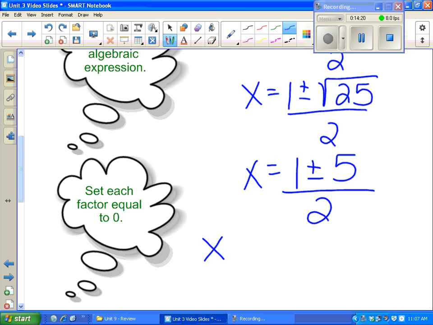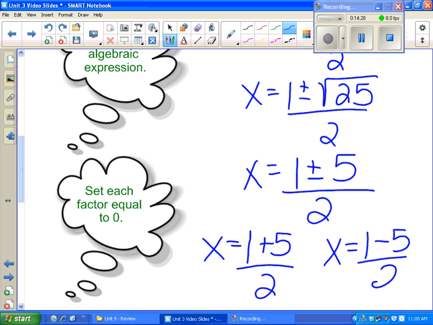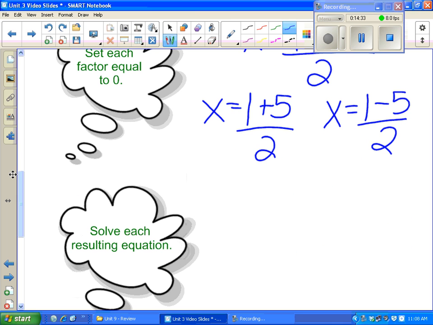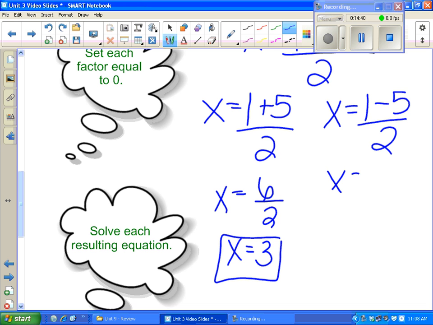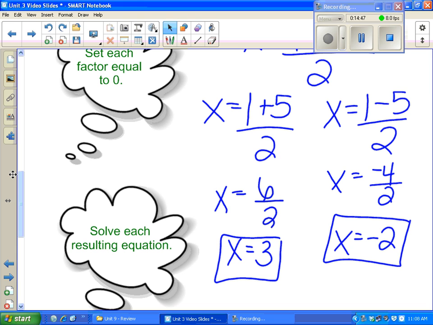So let's break this up. So now I have x equals 1 plus 5 over 2, or x equals 1 minus 5 over 2. So let's simplify those both separately. So in the first one, I have x equals 6 over 2, which I know is 3. And over here, I have x equals negative 4 over 2, which is negative 2. Now, if you get an answer that comes out nice like this, it probably means you could have factored that first expression differently if you had so chosen to, but the quadratic formula always will work.